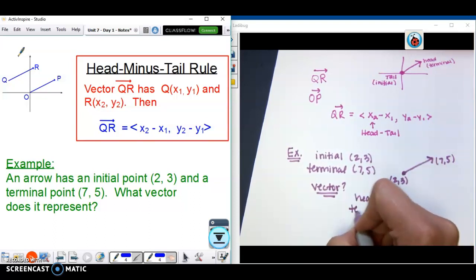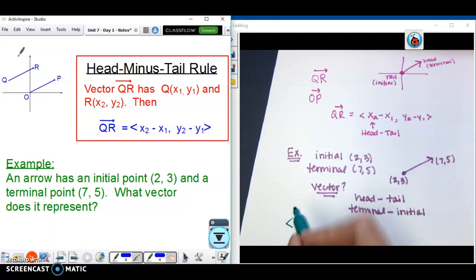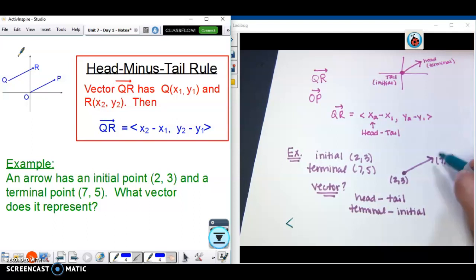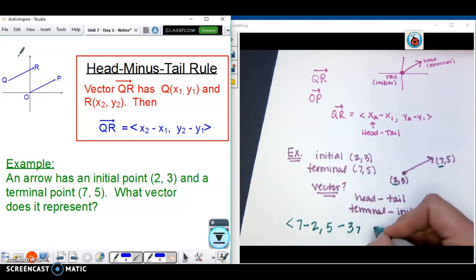Or think about it as terminal minus initial. So, to find our vector here, the terminal part or the head part is at 7, 5. So we're going to do the 7 as our x value minus our x value of 2. And then comma, we're going to have our head value, which is 5, minus our tail value, which is 3. So my vector is 7 minus 2, so 5 would be the x-coordinate of the vector, and then 5 minus 3 is 2. So my vector would be 5, 2.